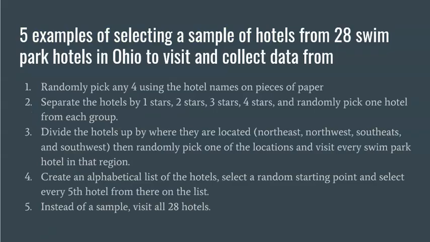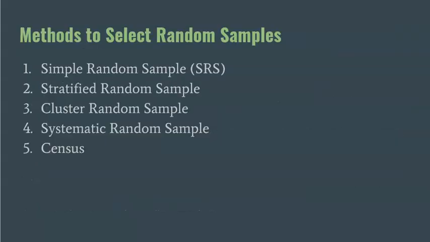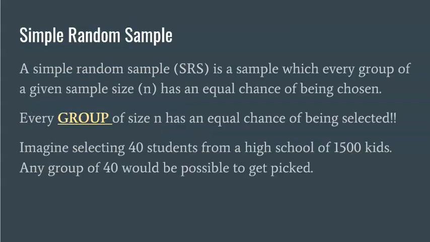Now, the 1, 2, 3, 4, 5 from the examples I just gave you do correspond with the types that I'm listing. But now what I want to do is actually talk more specifically about each one of these types. That way you could better understand it. All right, a simple random sample is exactly what it says. It's very simple. It's a sample in which every group of a given size has an equal chance of being selected. So if I'm going to select 4 hotels, any group of 4 hotels could be picked.